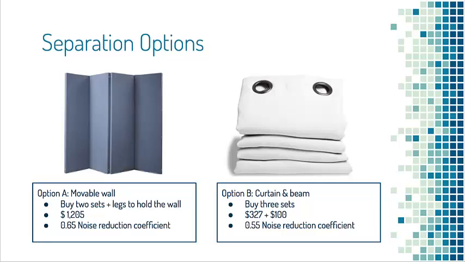This option would require her to buy 3 curtains for a total of $327, as well as approximately $100 for the construction of the beam. The noise reduction coefficient for the curtains is less than the wall at only 0.55. We presented these two options in our final presentation to our client to choose from.